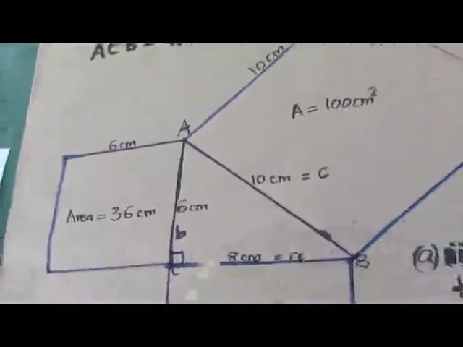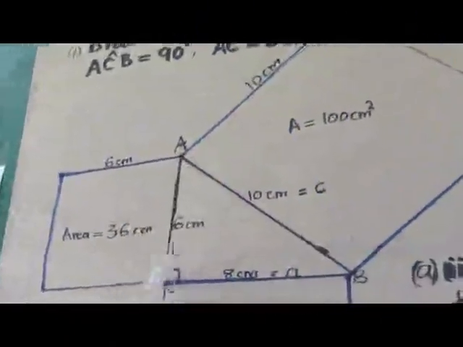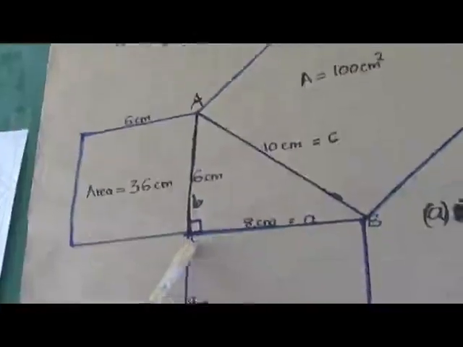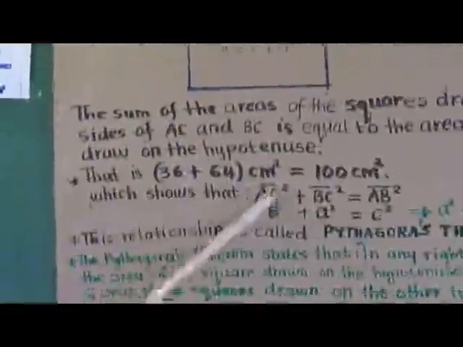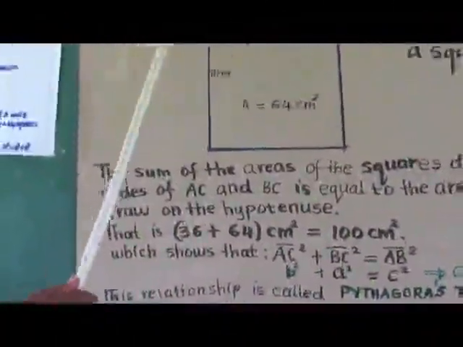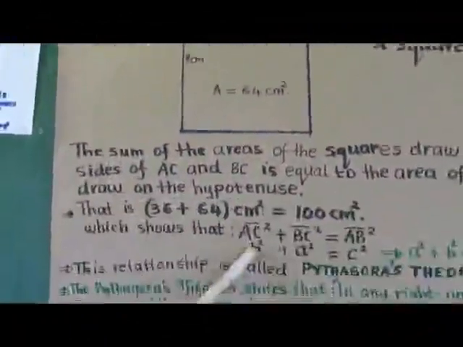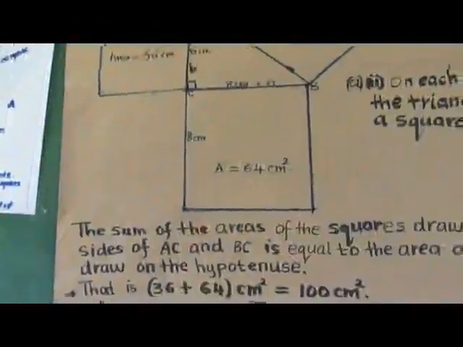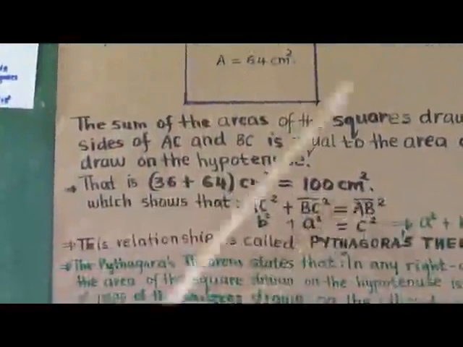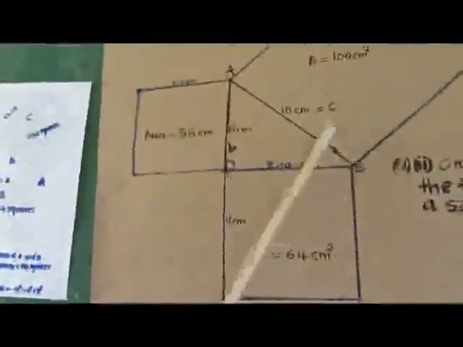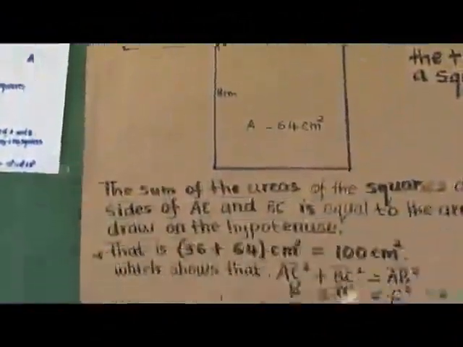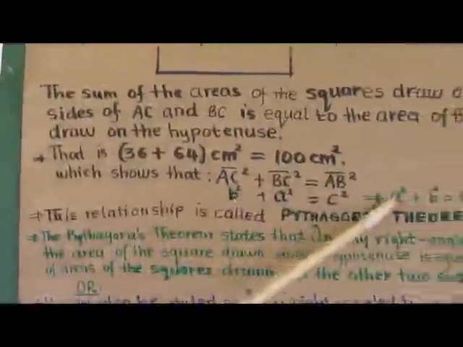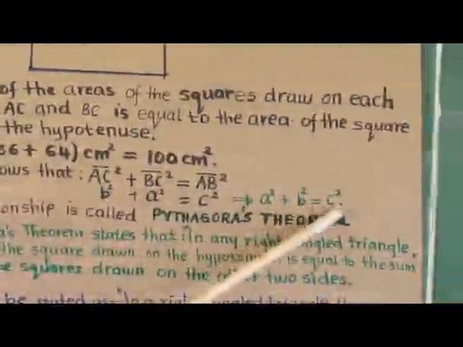And angle B here is opposite to this side here. We call it b. And angle C, which is the right angle, is opposite to the hypotenuse. Therefore, AC is equal to b, so AC squared is b squared, plus the side BC, which is a, so a squared, is equal to AB, our hypotenuse, which is c squared. You can arrange it as a squared plus b squared is equal to c squared.